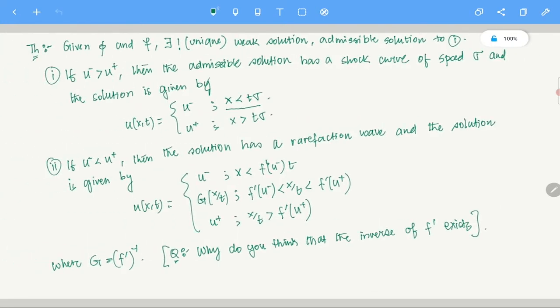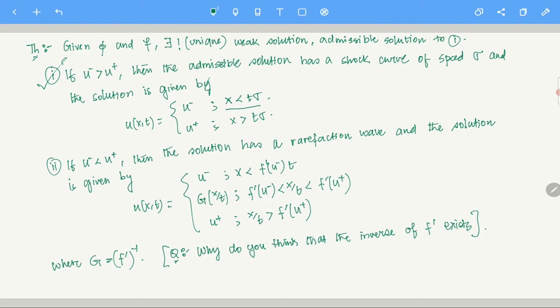Okay, so proof. First things first. Of course, you see the first problem, problem number one. u is given by u minus for x by t less than the speed and u plus for x by t greater than the speed. So do you think it is classical? In either side of the curve x equals sigma t, this is going to be a classical solution, right? On either side of the curve.